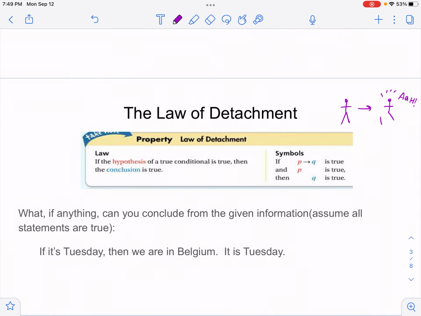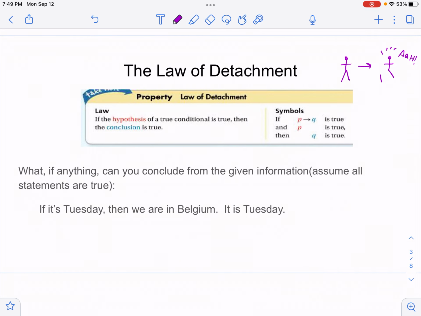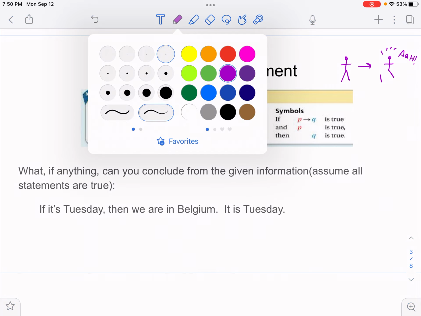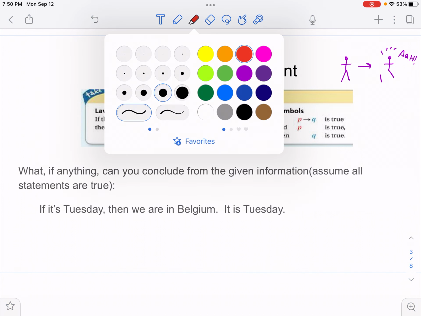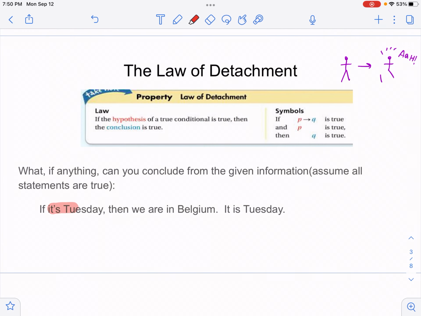In this case, we've got an example here. If it's Tuesday, then we are in Belgium, and it is Tuesday. If both of those statements are true, what can we conclude from both of them together? Think about that for a second. And I hope that you concluded that we are in Belgium.